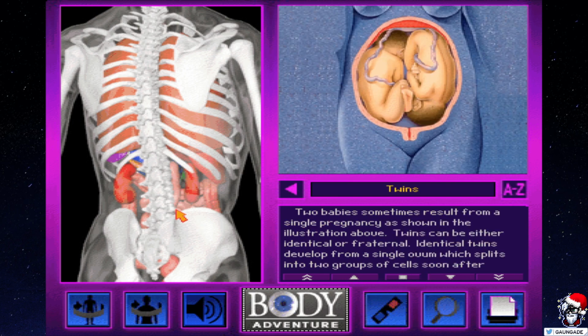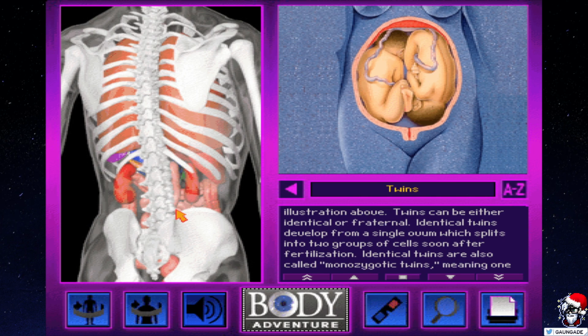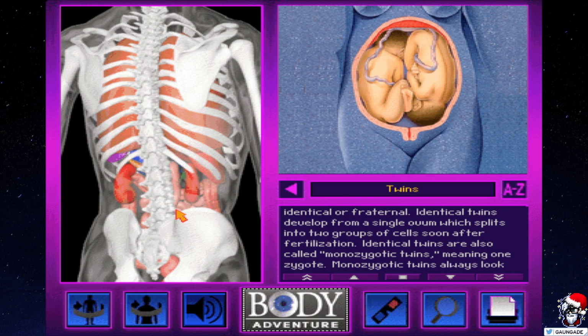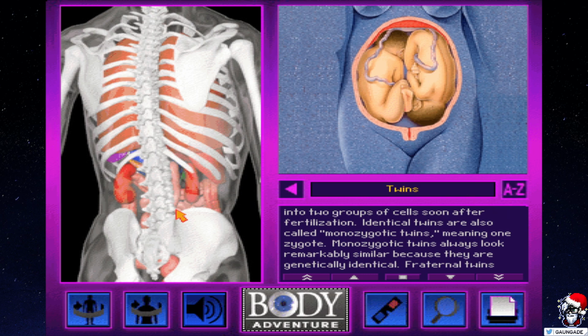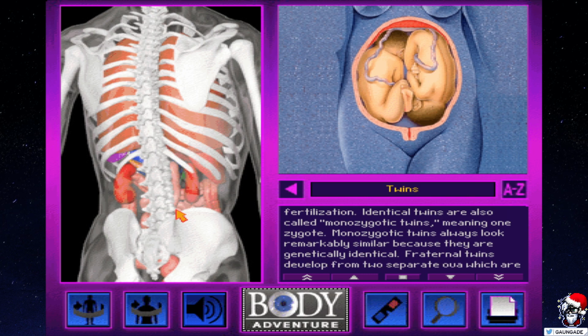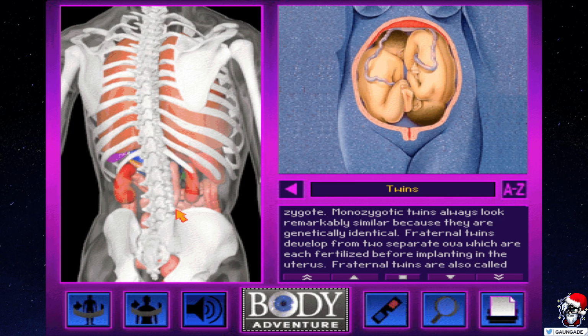Twins. 2 babies sometimes result from a single pregnancy, as shown in the illustration above. Twins can be either identical or fraternal. Identical twins develop from a single ovum which splits into 2 groups of cells soon after fertilization. Identical twins are also called monozygotic twins, meaning one zygote. Monozygotic twins always look remarkably similar because they are genetically identical.